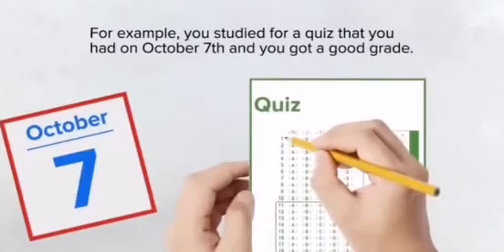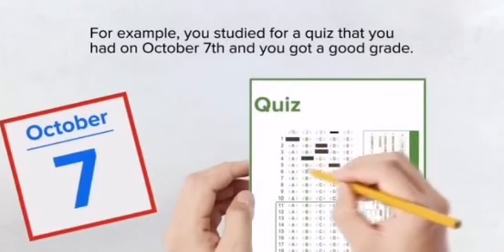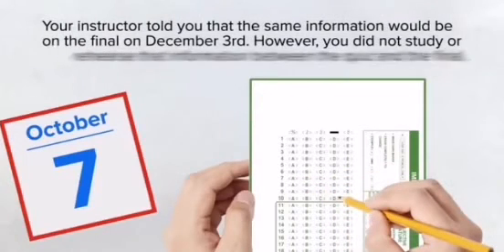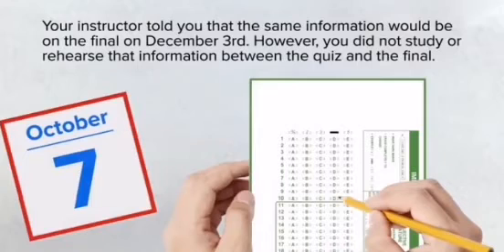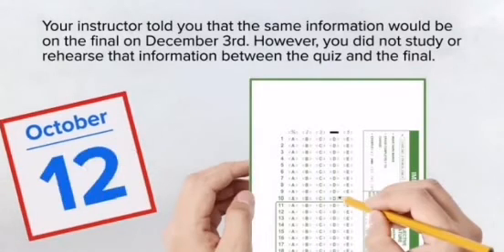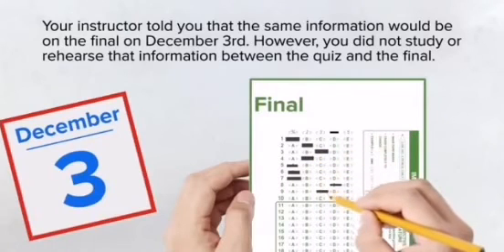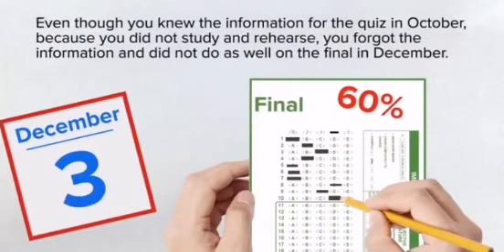For example, you studied for a quiz that you had on October 7th and you got a good grade. Your instructor told you that the same information would be on the final on December 3rd. However, you did not study or rehearse that information between the quiz and the final. Even though you knew the information for the quiz in October, because you did not study and rehearse, you forgot the information and did not do as well on the final in December.